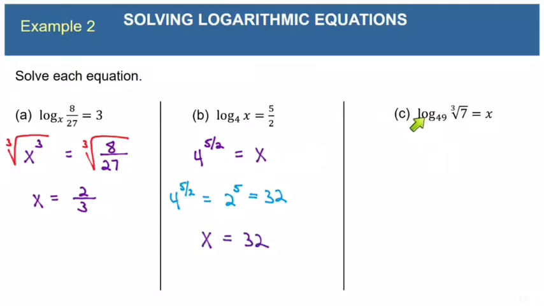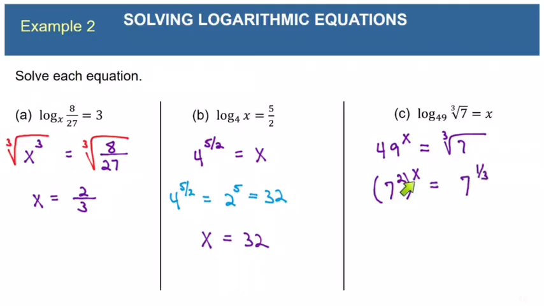And now let's try log base 49 of the cube root of 7 equals x. Again, the trick is to go to the exponential form. So we'll say 49 to the x equals the cube root of 7. And now I see that both of these bases are related to 7. So let's write the left side as 7 squared raised to the x. And let's write the right side as 7 to the 1/3.